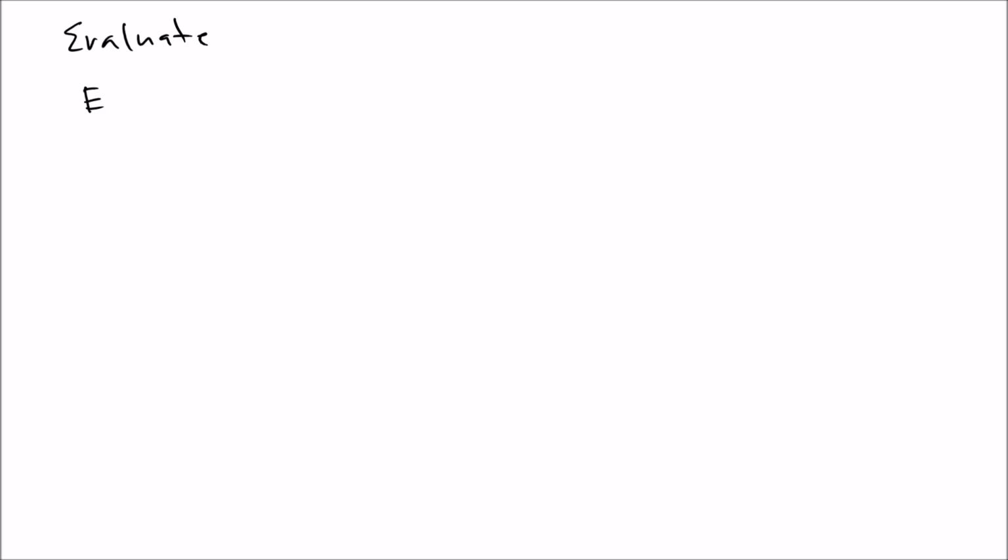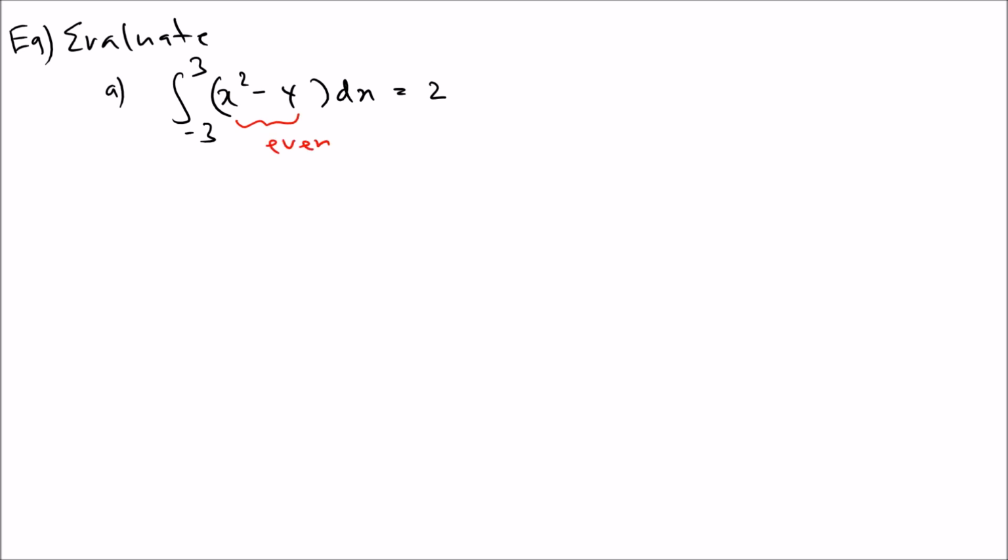The first one, let's evaluate. The first one is the integral from negative 3 to 3 of x squared minus 4 dx. So this is 2 times... You can see this function is an even function. Why? All the powers are even, including x to the 0, and 0 means even number. It's an even function because all the powers are even. So that means you're going to get the half of the integral and double it.